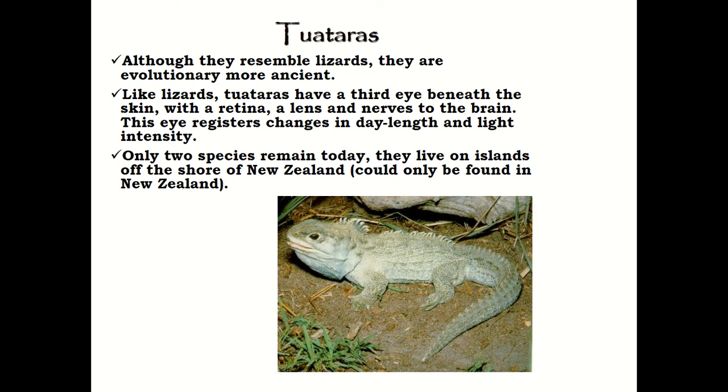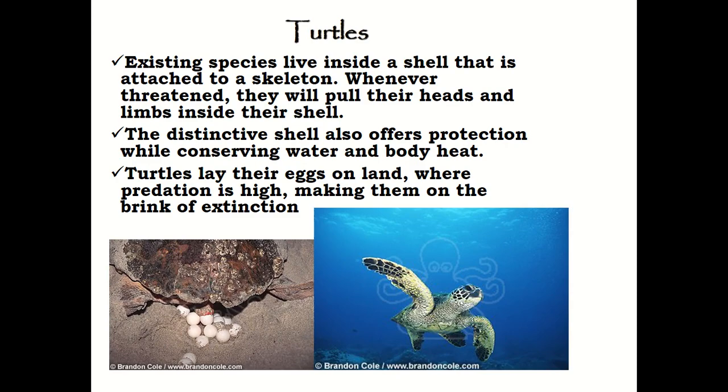So tuataras resemble lizards. However, they are more evolutionary. So, like lizards, tuataras have a third eye beneath the skin with a retina, a lens, and nerves to the brain. So these eyes register changes in day length and light intensity. Only two species remain today, which live on the islands off the shore of New Zealand, which means these animals can only be found in New Zealand, not in other places.